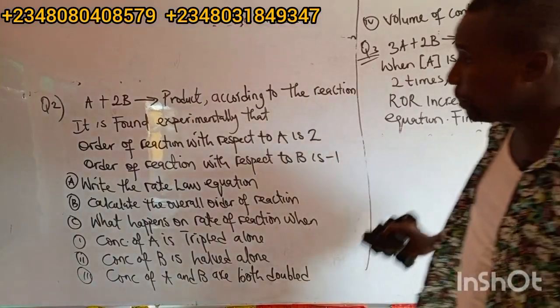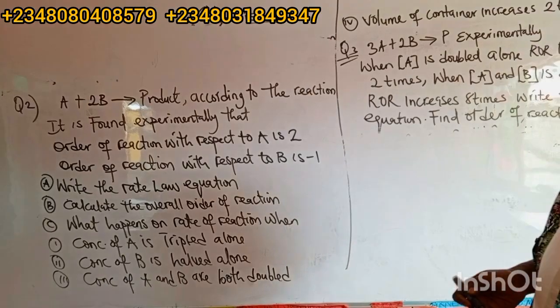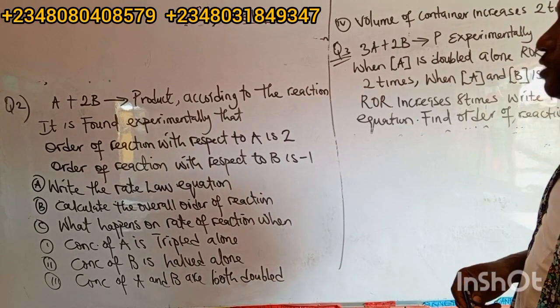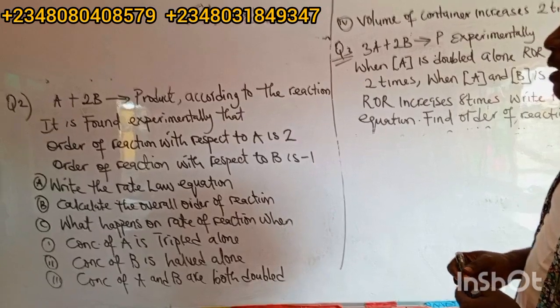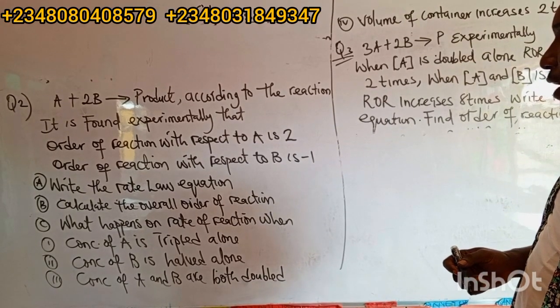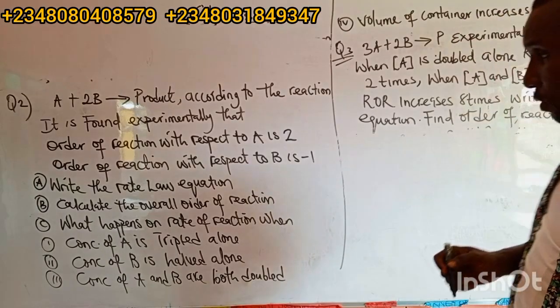What is the second question? It says A plus 2B give the product. According to the reaction, it is found experimentally that the order of reaction with respect to A is 2. The order of reaction with respect to B is minus 1.